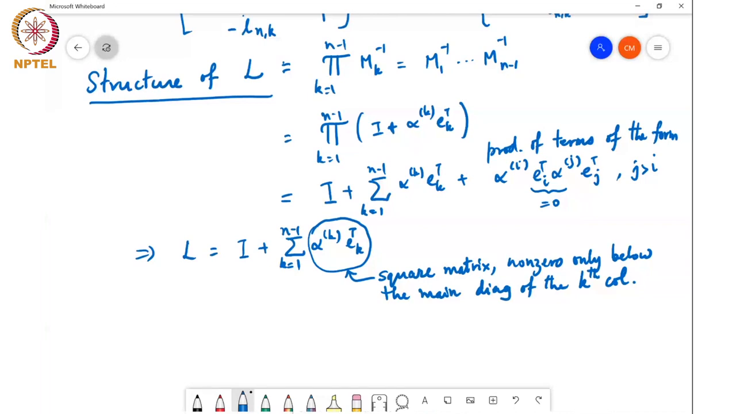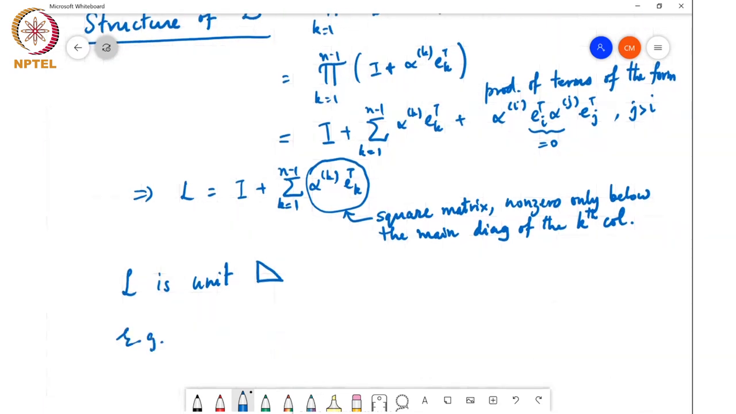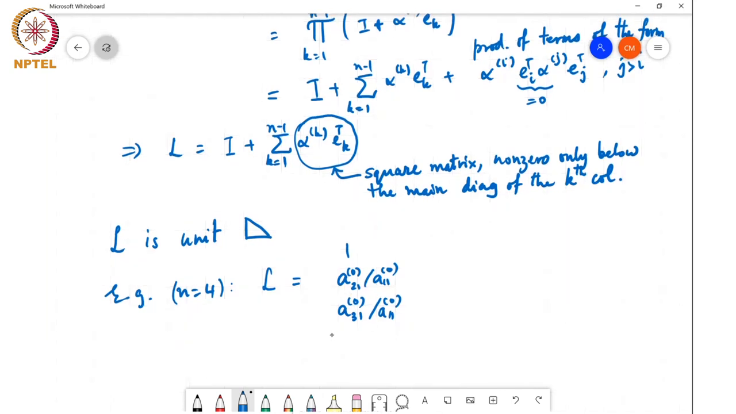So basically L is unit lower triangular. Unit meaning it has ones on the main diagonal and non-zero entries only below the main diagonal. So for example, for n equal to 4, 4 cross 4 matrices, L will be of the form 1, and here I'll have A21 of 0 divided by A11 of 0. This is actually the entries of the A matrix itself, A0 is equal to A. Then A31 of 0 divided by A11 of 0. So I can just read off the first column of L from the matrix A. Then A41 of 0 divided by A11 of 0.